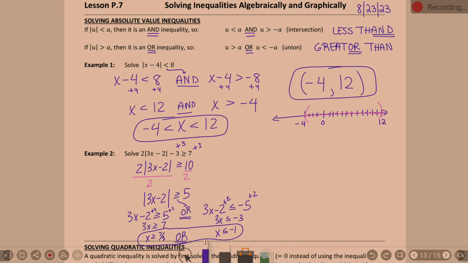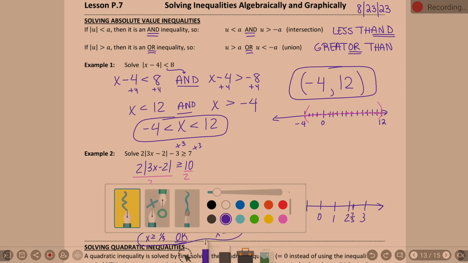Now, I need a graph and I need interval notation. Do I have time? Maybe. So I'm going to have a negative 1 here, a 0, a 1, a 2. So we're going to have something happening at negative 1. 7/3 is 2 1/3, yes? So 7/3 is going to be right after the 2. 2 1/3. Close enough.